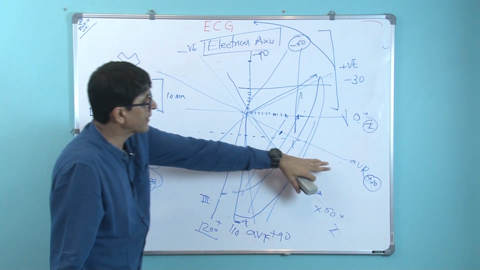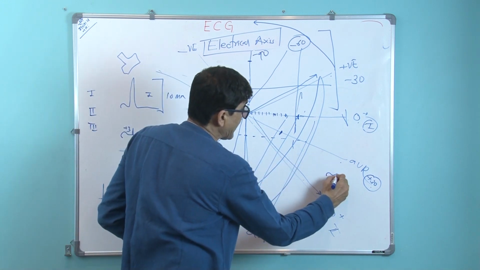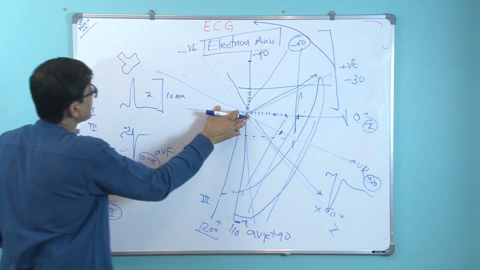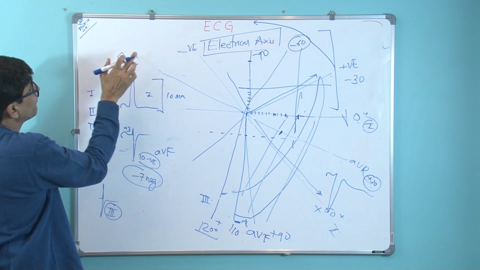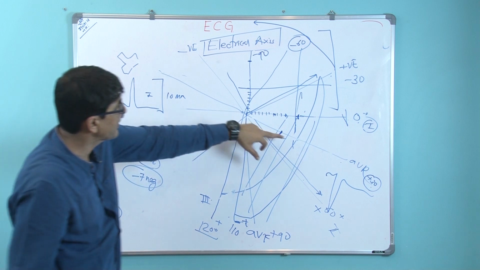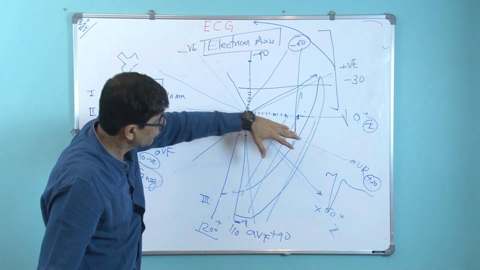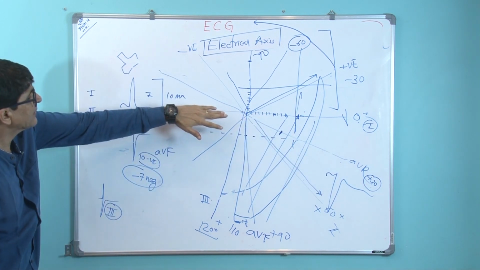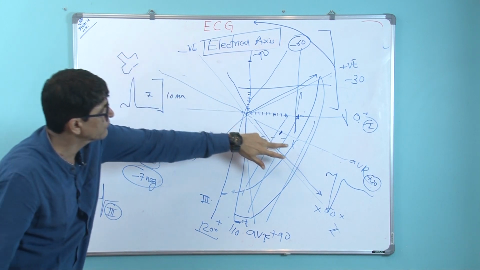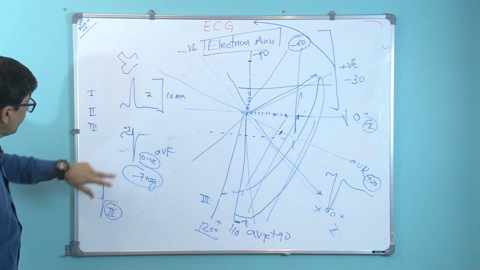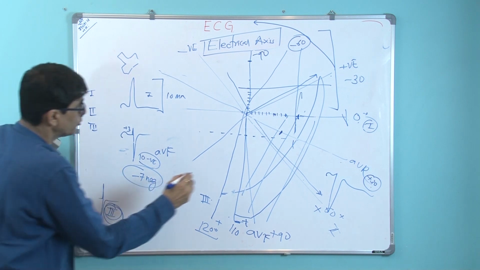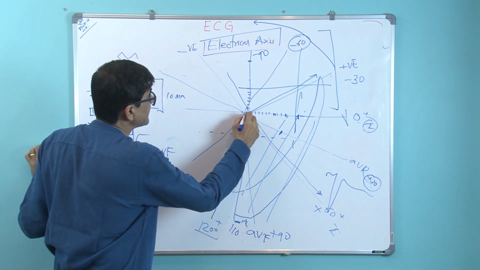So AVR will have maximum deflection, because AVR negative deflection travels to plus 30 and AVR positive deflection travels to minus 150. So that is the one exception. AVR negative will travel down towards plus 30, AVR positive will travel to minus 150. Always the total is 180, remember. So lead 3 is equivocal. Lead 3 is equivocal means it is here.